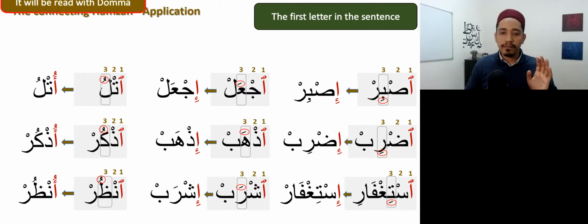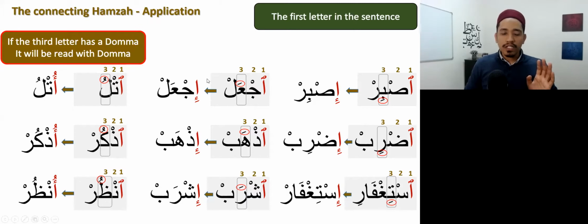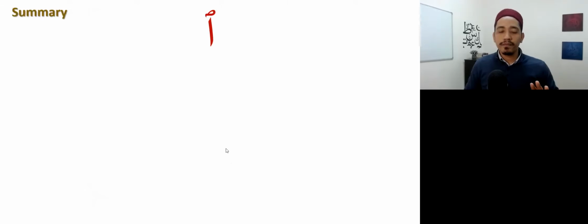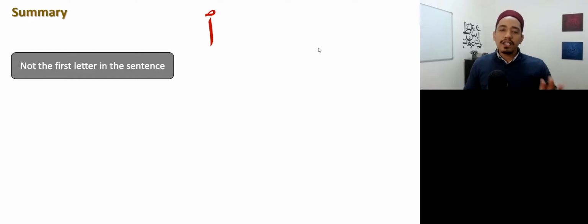Okay. So that was the last. If the third letter has a Dhamma, the Hamzatul Wasl or the connecting Hamza will be read with a Dhamma. So in summary, let's read in summary. The connecting Hamza will either be in the middle of the sentence, or it will be not the first letter.